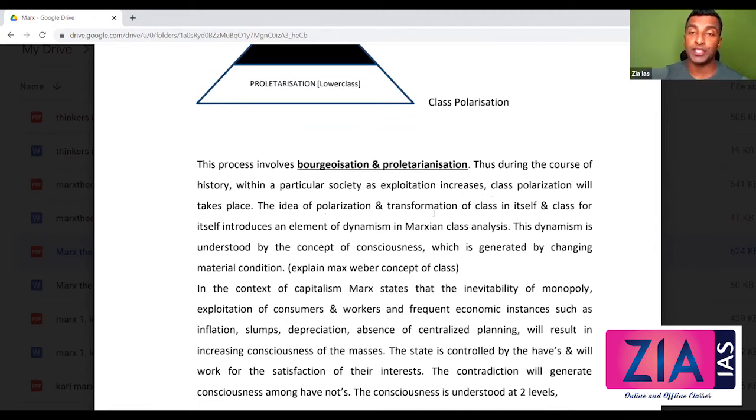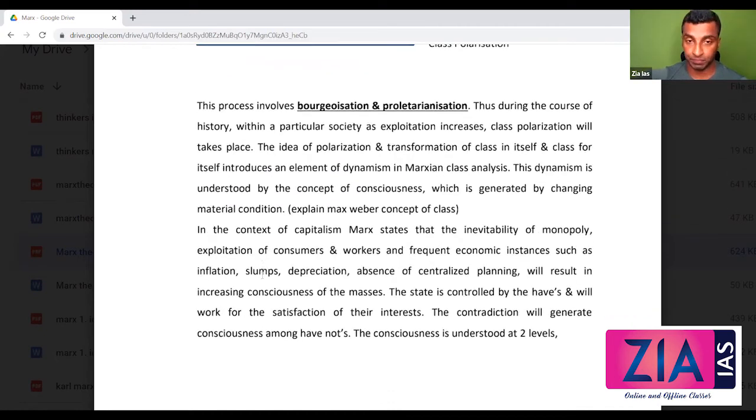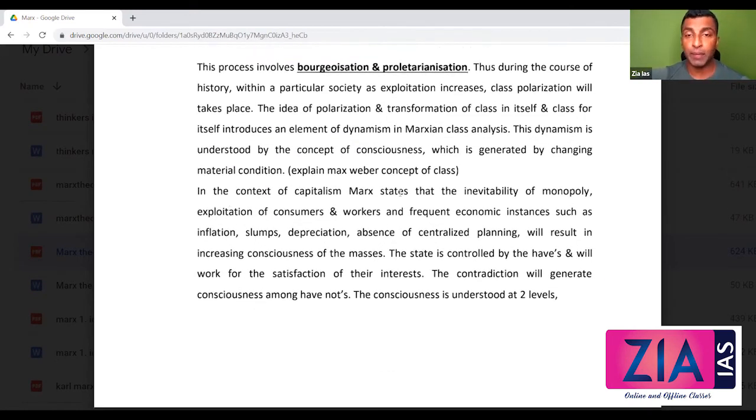The idea of polarization and transformation of class in itself to class for itself introduces an element of dynamism in Marxian analysis. This dynamism is understood by the concept of consciousness, which is generated by changing material conditions. In the context of capitalism, Marx states that the inevitability of monopoly, exploitation of consumers and workers, and frequent economic instances such as inflation, slump, depreciation, and absence of centralized planning will result in increasing consciousness. These are the reasons for consciousness.